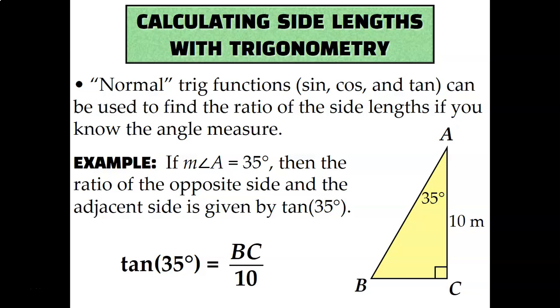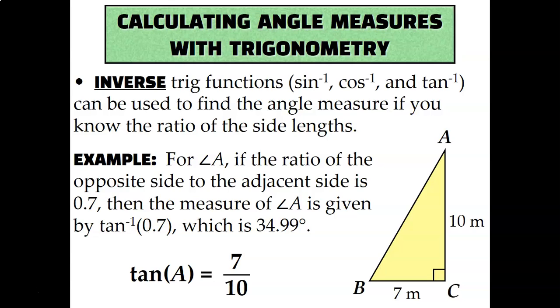If we need to calculate a side length of a right triangle, we can use sine, cosine, or tangent to help us out. For example, in this diagram, I know that the measure of angle A is 35 degrees, and that the side adjacent to angle A is 10 meters long. So if I wanted to know the length of the side that's opposite from angle A, which is side BC, I could use tangent, because tangent is opposite over adjacent. I would write tangent of 35 degrees equals BC over 10, and to solve, I would multiply both sides by 10 to get my answer.